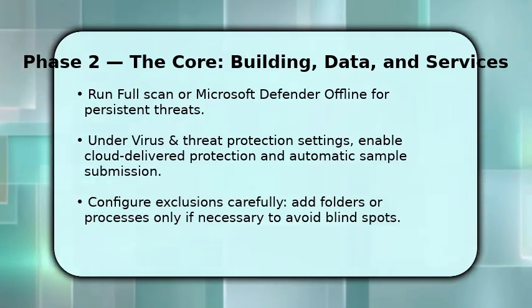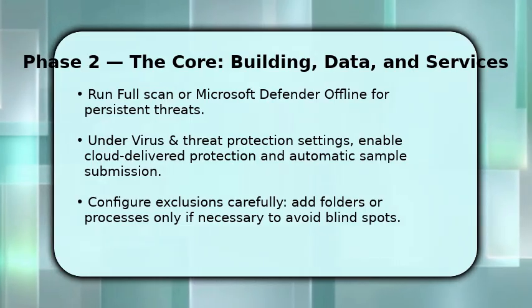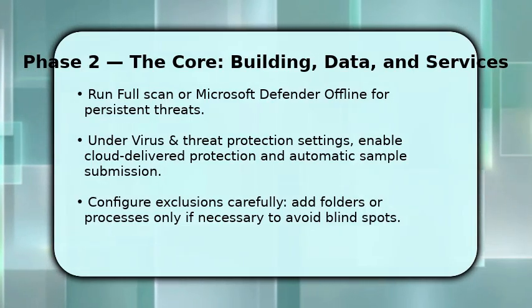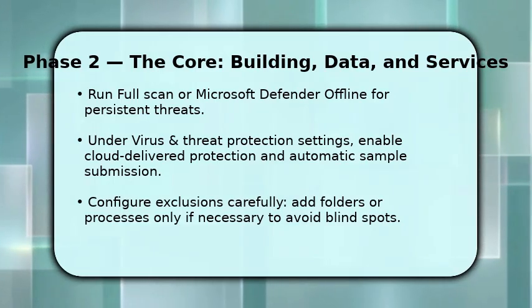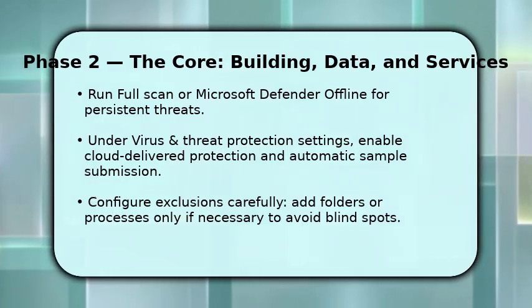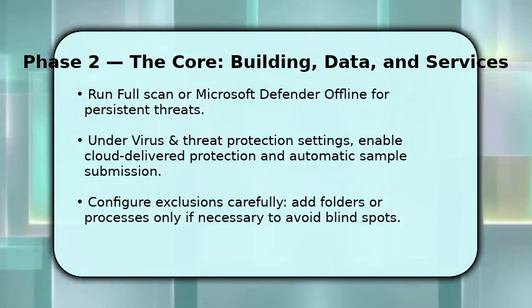Next, open Virus and Threat Protection settings and enable cloud-delivered protection and automatic sample submission. This speeds detection and sharing. Then review controlled folder access and set protected folders. Add exclusions only when you know a file is safe. These steps harden detection and reduce false positives without sacrificing coverage.